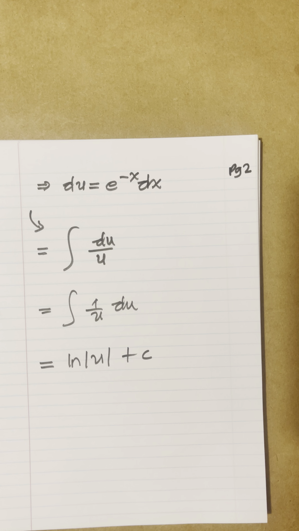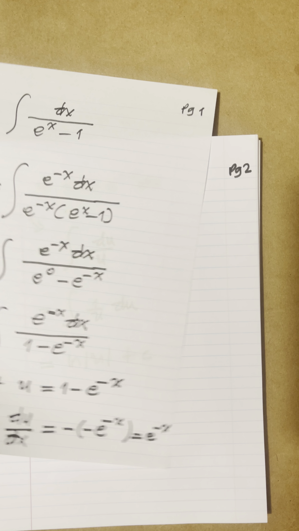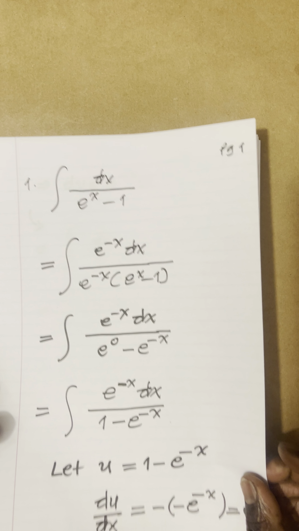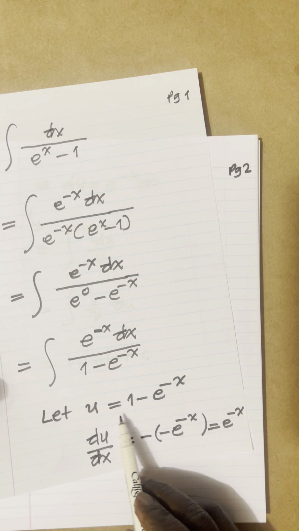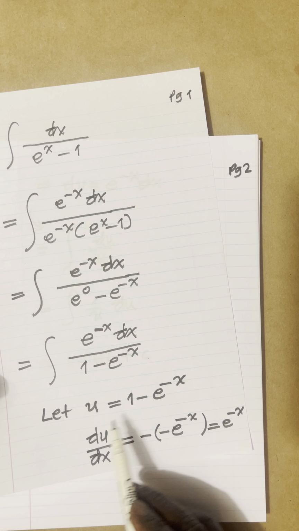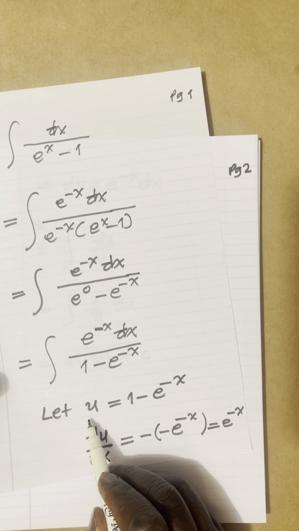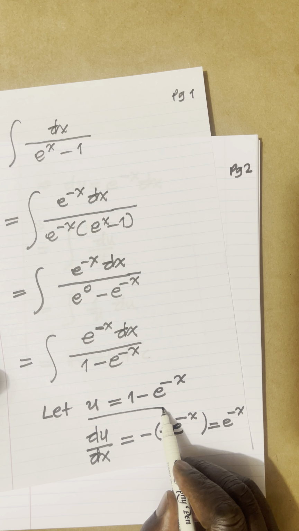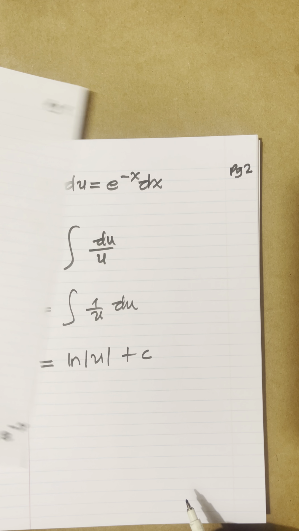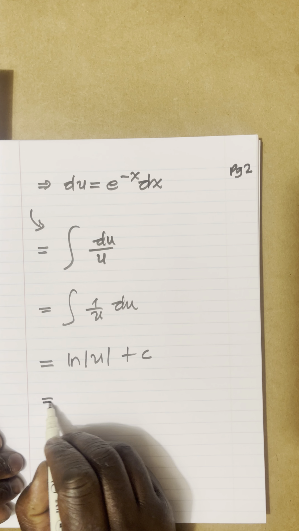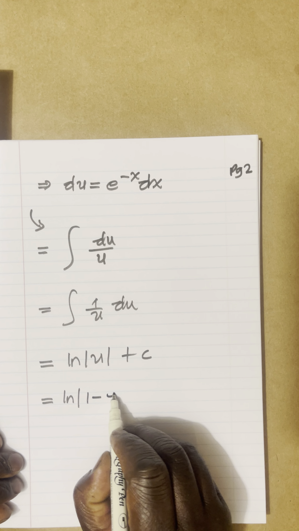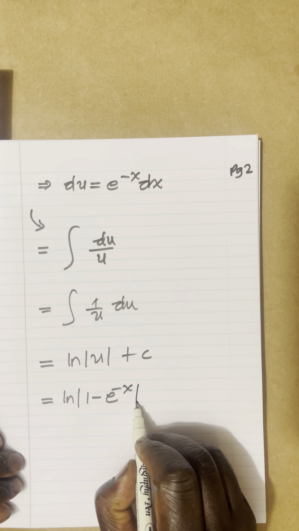Now u is not our original variable. We have to go back and see the connection between u and x, because x is our original variable. So here we go. u is equal to 1 minus e to the power minus x. So basically the connection between u and x is this one here. Where I see u, I must have it replaced by 1 minus e to the power minus x. So basically this is equal to natural log of 1 minus e to the power minus x plus c.